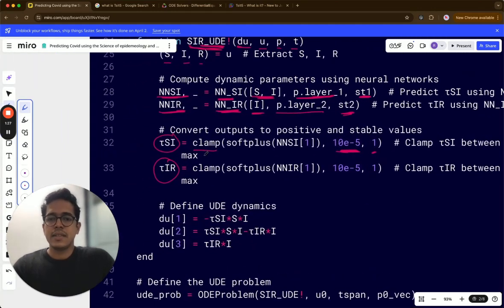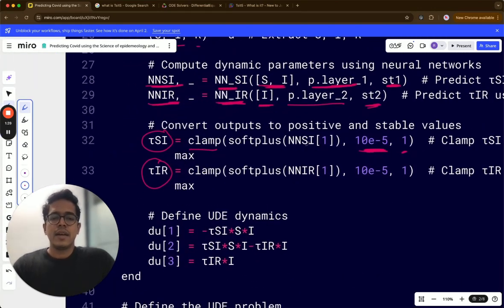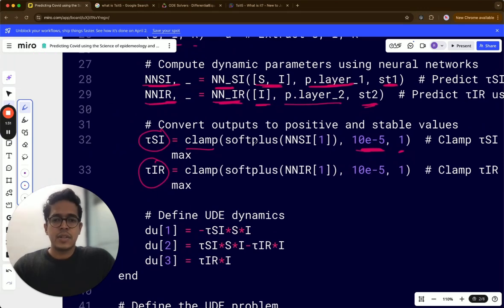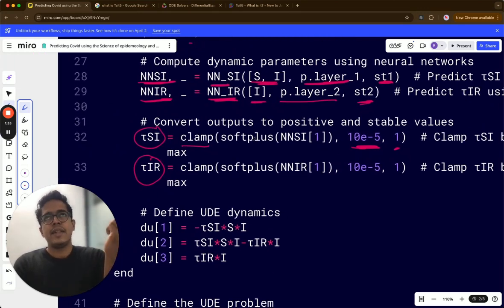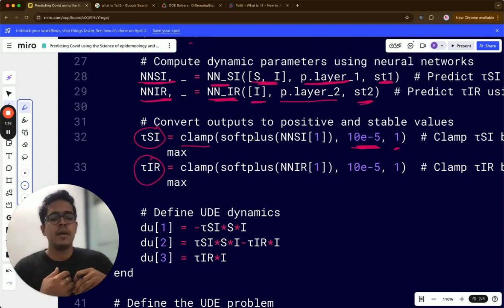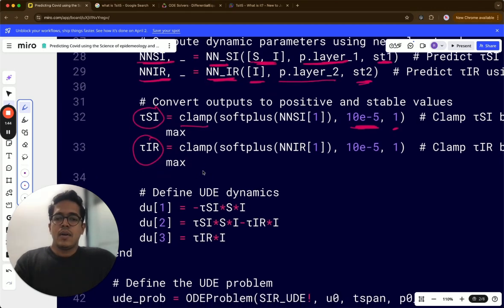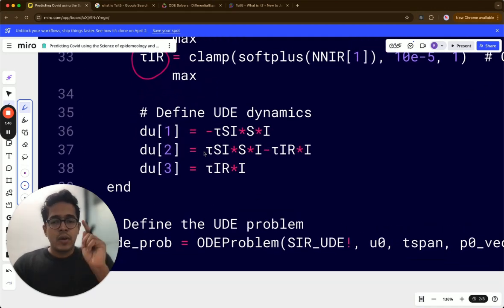So what this does is it makes sure that the inputs, NNSI, into the softplus function, if they are negative, this softplus will convert that into a number which is very close to 0, or very close to the max of 0 and that number itself. Now, what we can do is calculate the predicted value of dS by dt, predicted value of dI by dt, and predicted dR by dt.